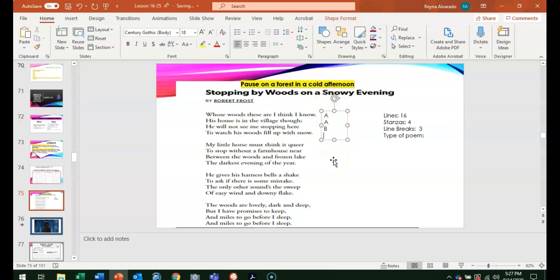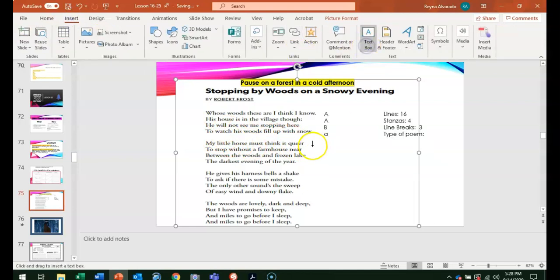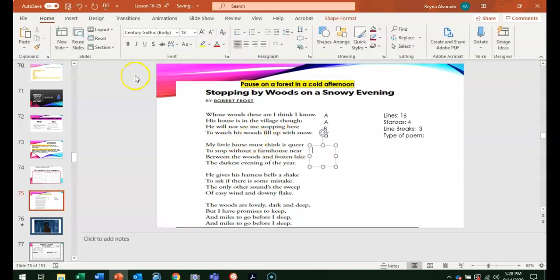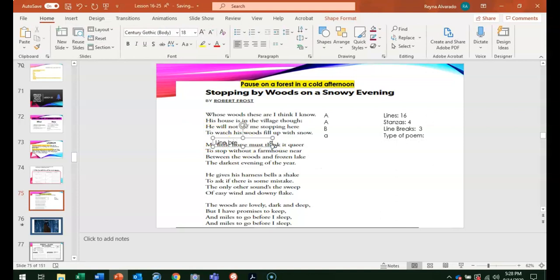Okay, let's go to line 4. Snow and no. Do they rhyme? Yes, so that means they have to be in the same family. And what family is no? Line 1. A, right? So this one has to be A. Okay, now be very careful here. There is a line break. That means I must start again with letter A. So because there is a line break here, let me go ahead and mark my line break. I have a line break. I must start again with letter A.